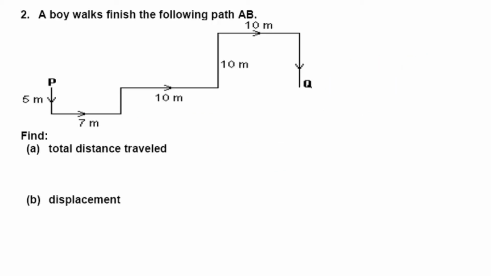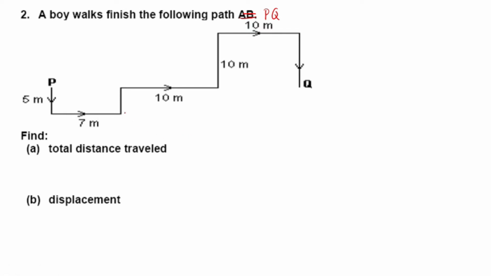Let's see question number 2. A boy walks the following path from A to B. But actually this one is not A to B, it is P to Q, sorry. So the total distance means you have to add 5 plus 7 plus 5.